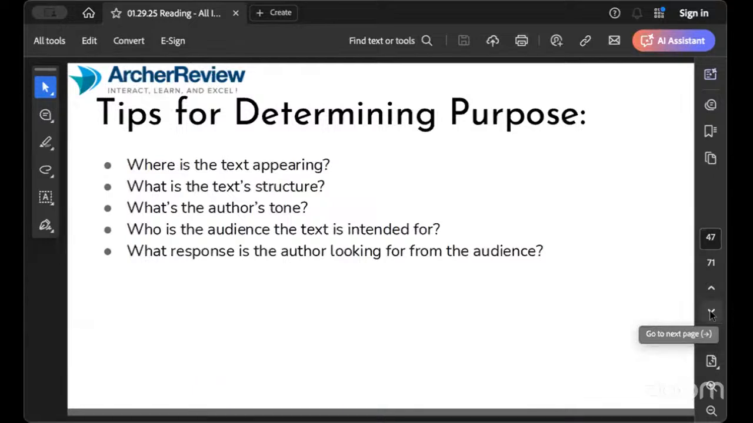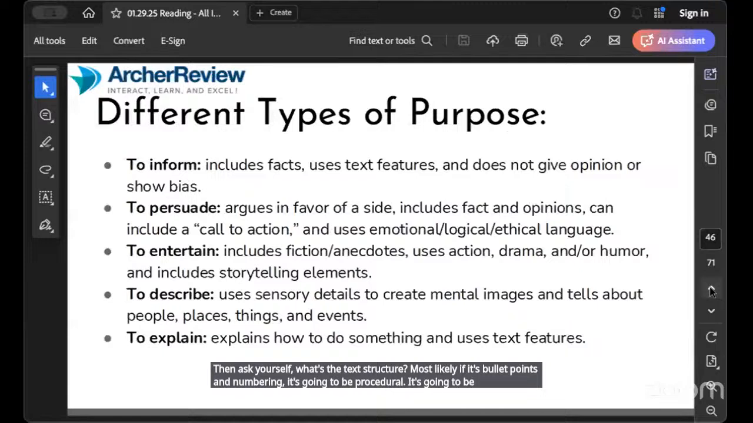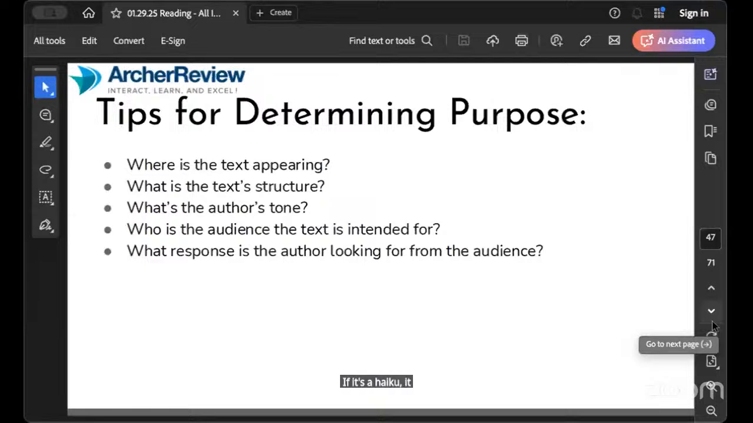A couple tips for determining purpose. Where is the text appearing? If it's on the back of a cake box, it's probably giving you directions, right? If it's in a novel, it's probably going to be entertainment. Then ask yourself, what's the text structure? Most likely, if it's bullet points and numbering, it's going to be procedural. It's going to be that last one, to explain. If it's a haiku, it's probably going to be entertain.